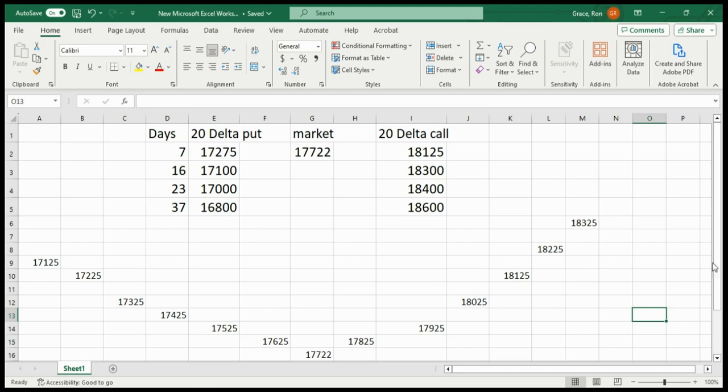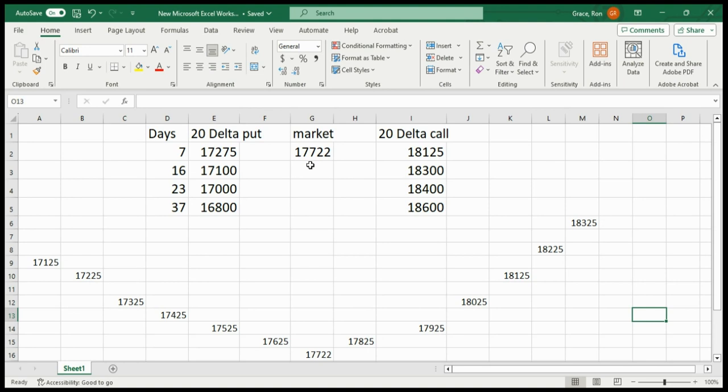Hey, good morning, traders. I wanted to give you a little something to visualize to help you think about the markets. This is what I call your strangle funnel. Something I made up. We're looking at the NQ, and the market currently, as I made this video, is priced at 17,722.